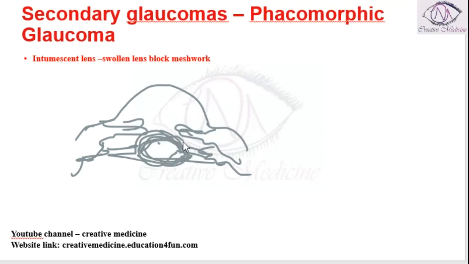Once it closes the pupil, the fluid cannot pass from the posterior chamber into the anterior chamber, thus resulting in glaucoma called phacomorphic glaucoma. This occurs due to the swollen lens.